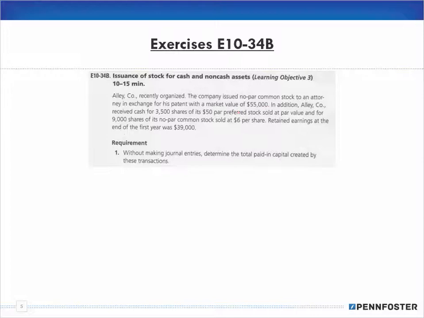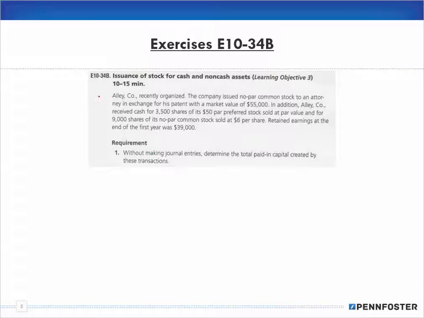In addition, Ali received cash for 3,500 shares of $50 par preferred stock, sold at par value, and for 9,000 shares of its no par common stock sold at $6 per share. Retained earnings at the end of the first year was $39,000. Without making journal entries, determine the total paid-in capital created by these transactions.